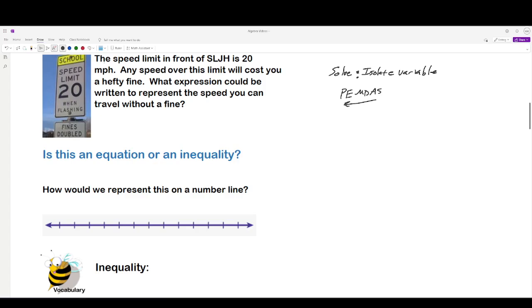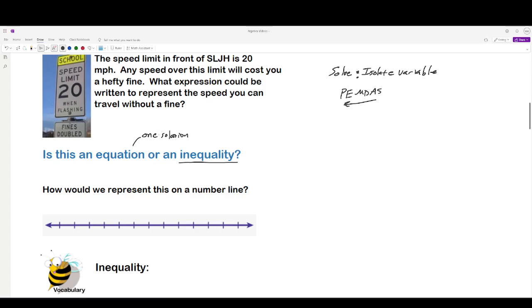So starting off, it says the speed limit in front of the school is 20 miles per hour. Any speed over this limit will cost you a hefty fine. What expression could be written to represent the speed you can travel without a fine? So first of all, this is an inequality. We know that because an equation has one solution.